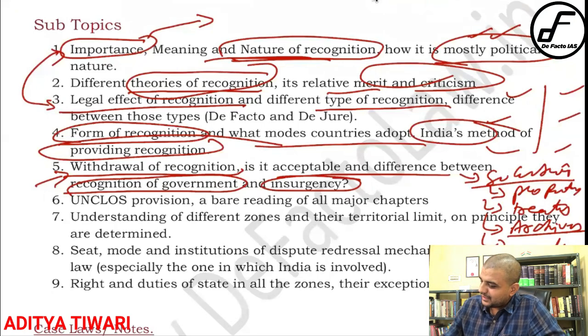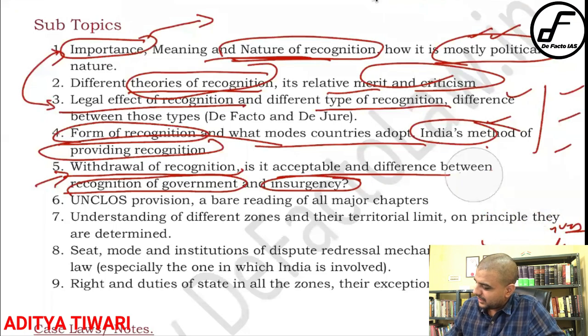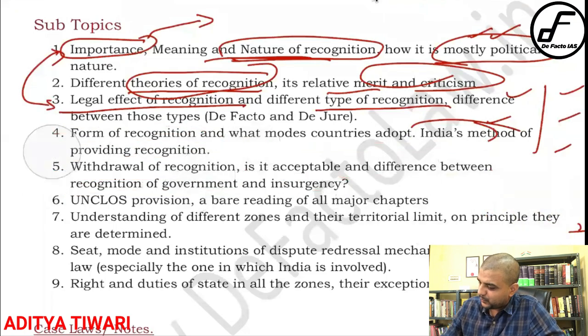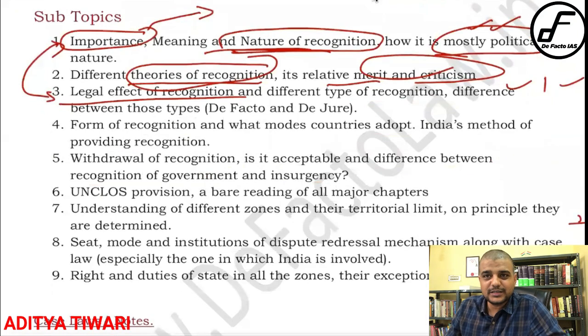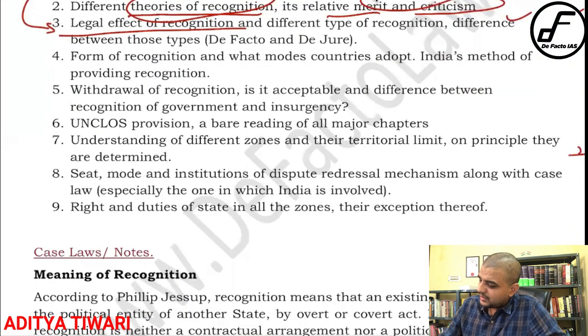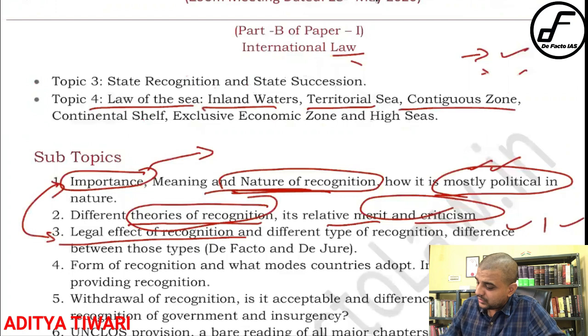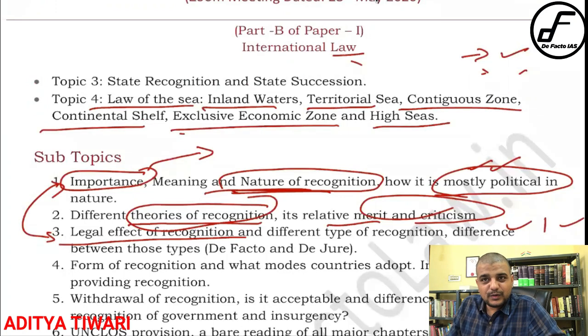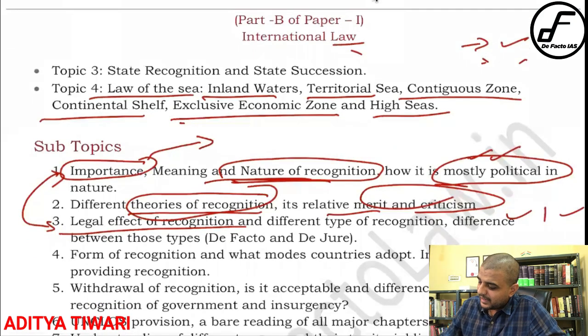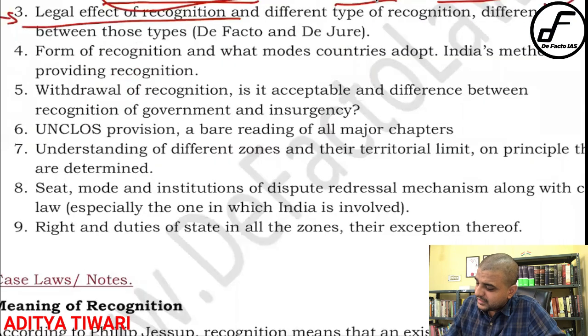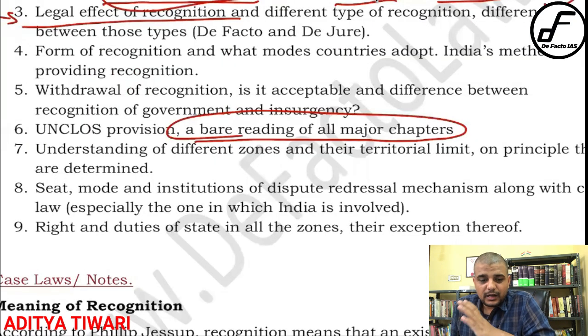Now, law of the sea is a very large topic, obviously, right? But I have pinpointed some of the important topics that you can study. The syllabus itself is very large: inland water, territorial sea, contiguous zone, continental shelf, exclusive economic zone, and high seas. What you have to do is practically read the UNCLOS provisions, a bare reading of each and every chapter. I know it is a very tedious exercise, but you have to do it.